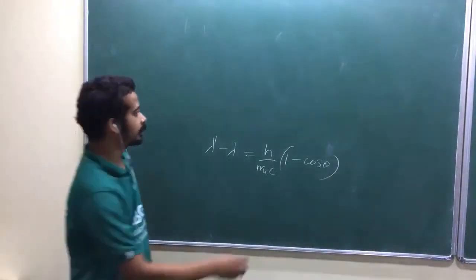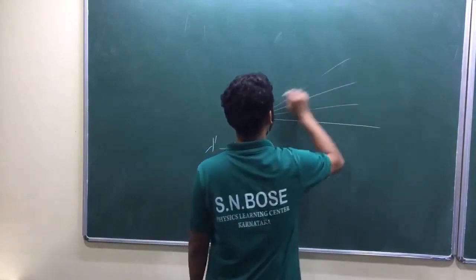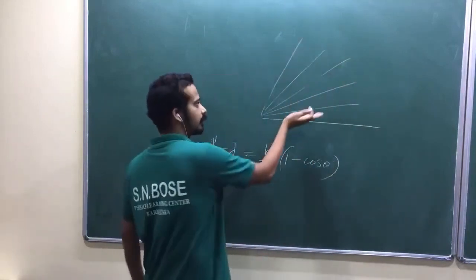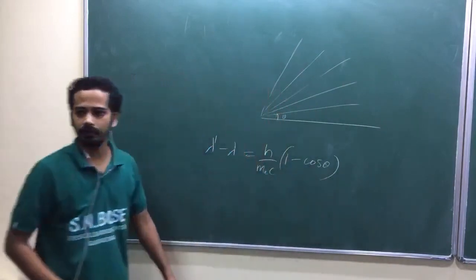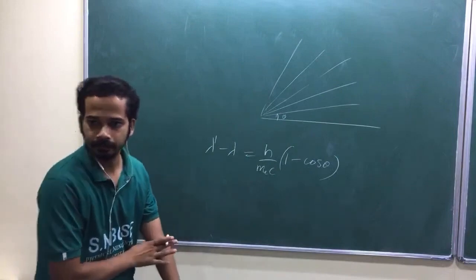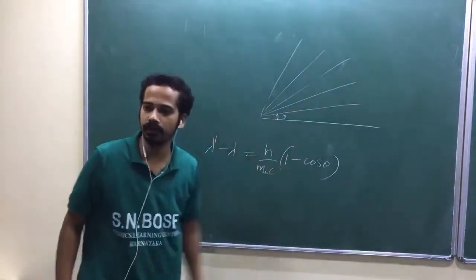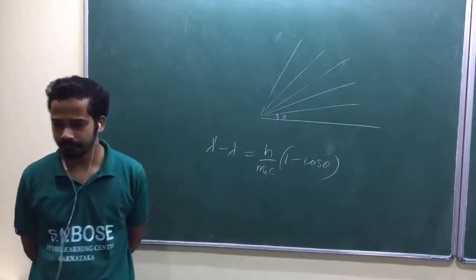No, it is like this in the resultant direction. In different directions, you find different wavelengths. That's what I'm saying. In the scattered direction, when you vary theta, your wavelength will change. Yeah, rest of all things are constant. It depends only on theta. Depends only on theta. Yeah.